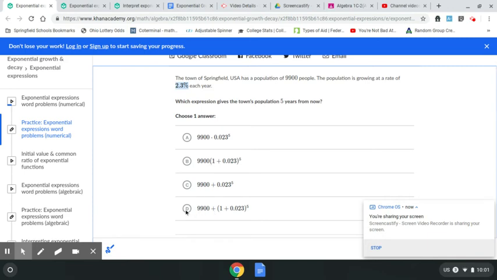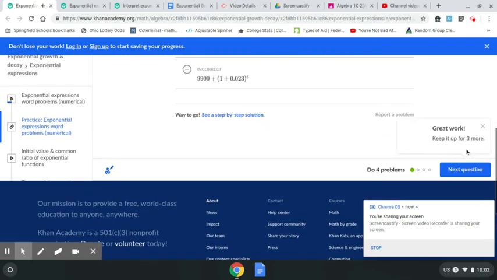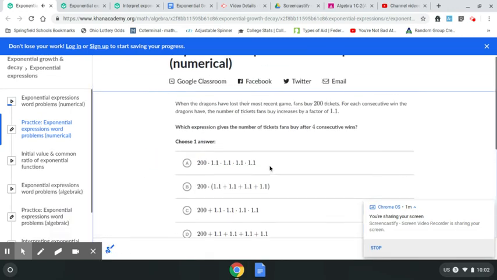If you're confused on D, there is never, ever, ever plus signs in exponential growth problems. So the correct answer here is B. We'll check it. Next question.